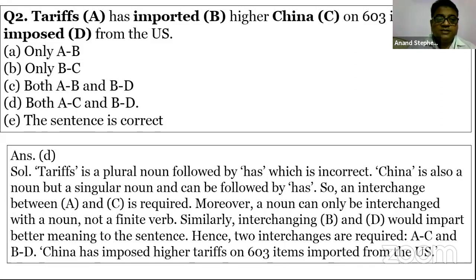So an interchange between A and C is required. A and C. Moreover, a noun can only be interchanged with a noun, not a finite verb. Similarly, interchanging B and D would impart better meaning to the sentence.